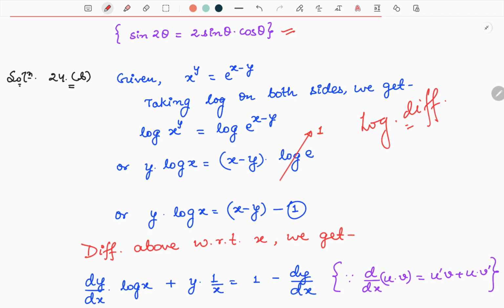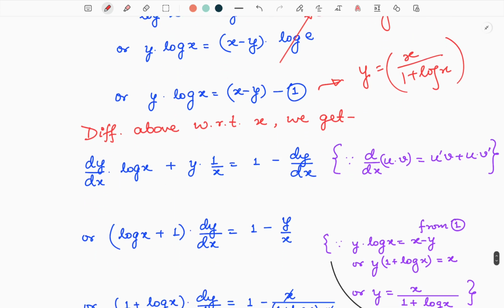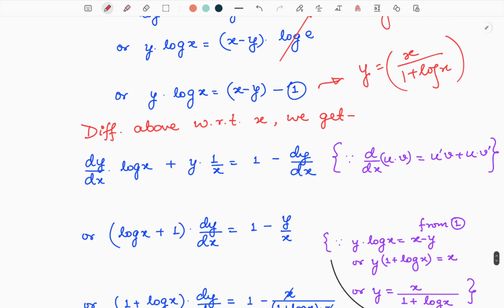Before differentiating this, we can also write y as x upon 1 plus log x, if we take y on the left-hand side and take y as common. Either you differentiate this equation or differentiate equation 1, you will get the answer from both equations. So I've done it using equation 1.